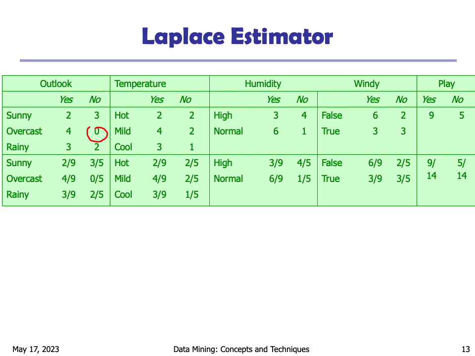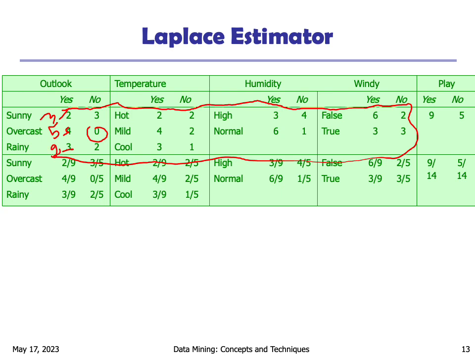So to remedy that, we need to add 1 to all these value counts for all the attributes. So this means that instead of 2, we're going to have 3. Instead of 4, we're going to have 5. Instead of 3, we're going to have 2.